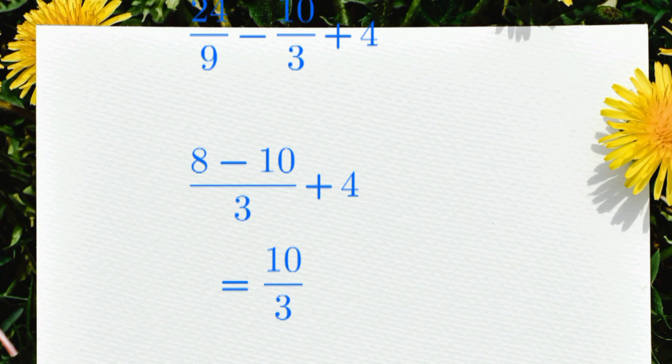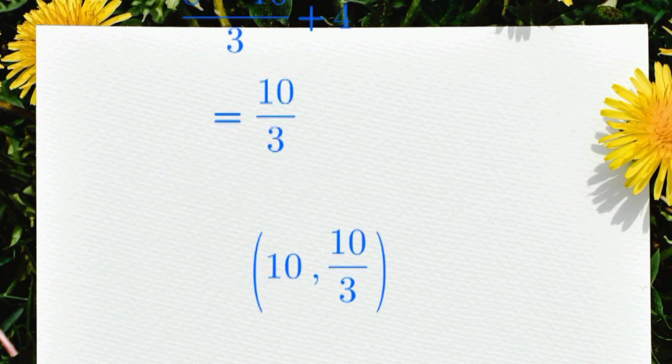So finally, we have two answers. We have 10 and 10 over 3. When x is equal to 3 over 2, our answer is 10. And when x is equal to 2 over 3, our answer is 10 over 3.